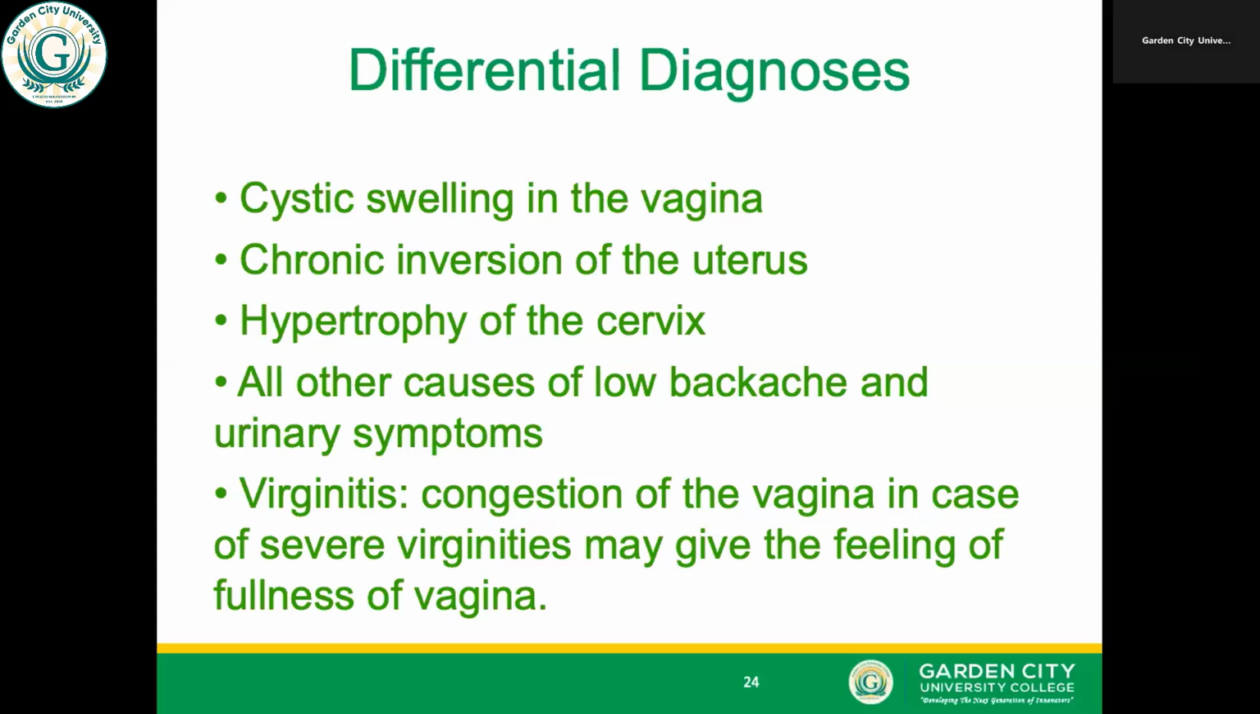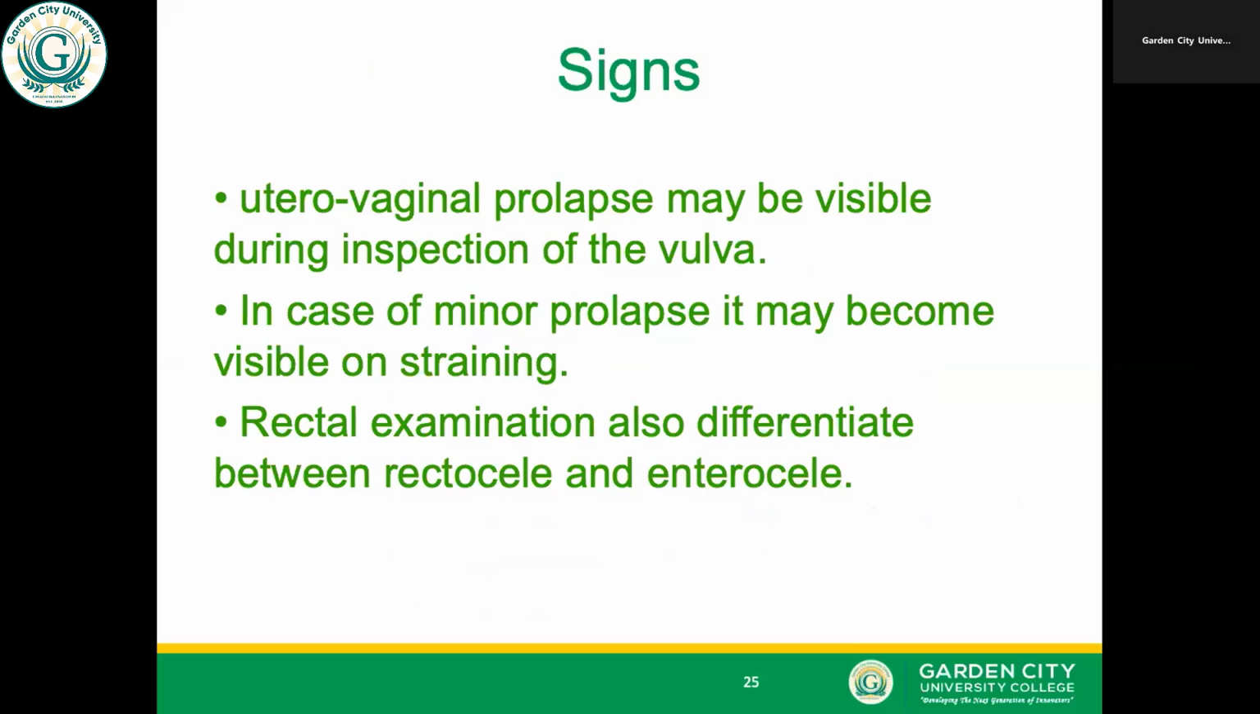Then you also have all other causes of low back pain and urinary symptoms. Then we have vaginitis, and here there is congestion of the vagina, and you might mistake vaginitis for uterine prolapse.